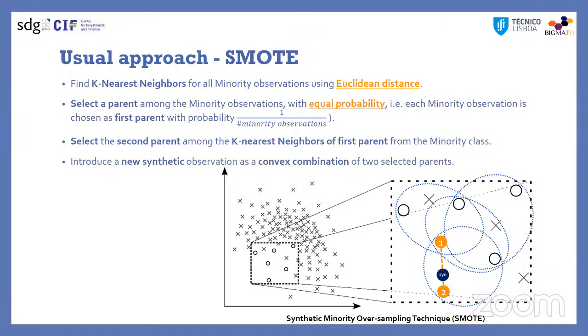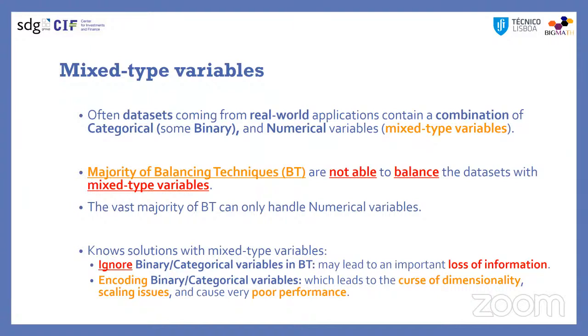So simple, but it's very efficient, let's say. It shows very good performance in different applications. But let's talk about mixed type variables. When a data set comes from a real world application, most of the time it has some categorical variables besides the numerical variables. We call it a mixed type data set, with mixed type variables. And the problem with balancing techniques is that they are not able to handle data sets with mixed type variables. They're mostly designed to work when the variables are numerical ones.